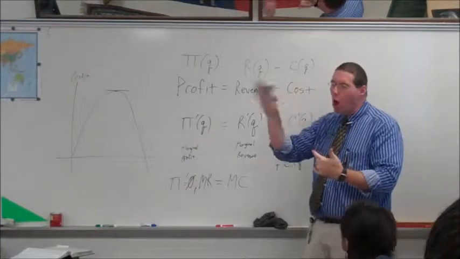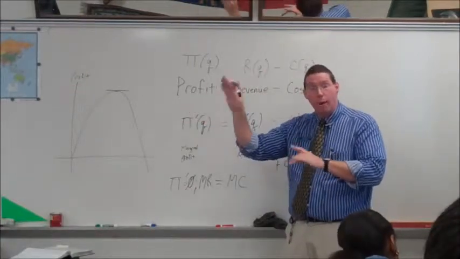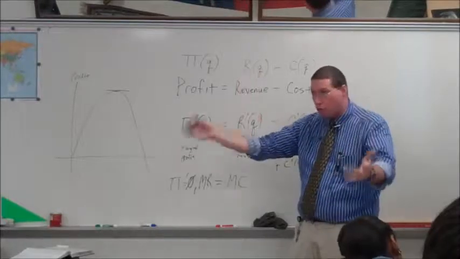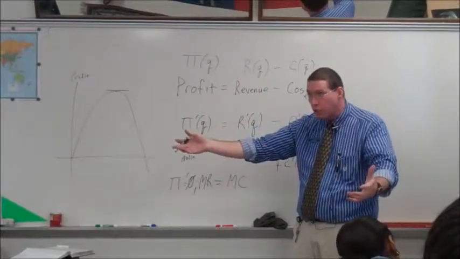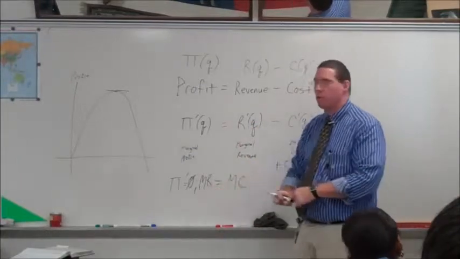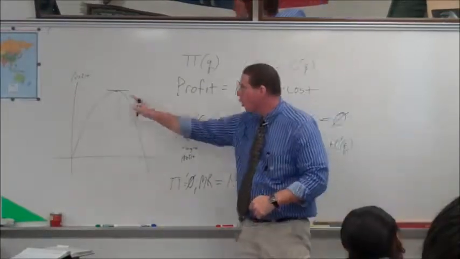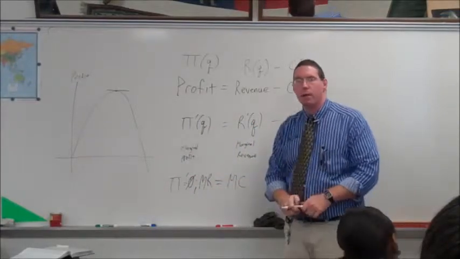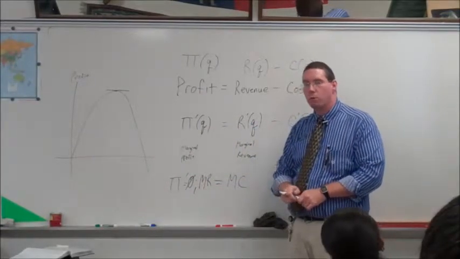Maybe in the long run, we might want to expand. We might buy more machines, buy more trucks, open another location. But in the short run, we want to know what our best quantity is to make the most profit. And that's where the slope of profit equals 0, and that's where marginal revenue and marginal cost are equal.